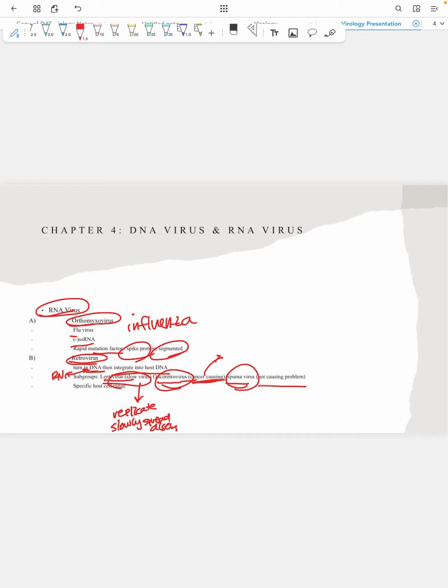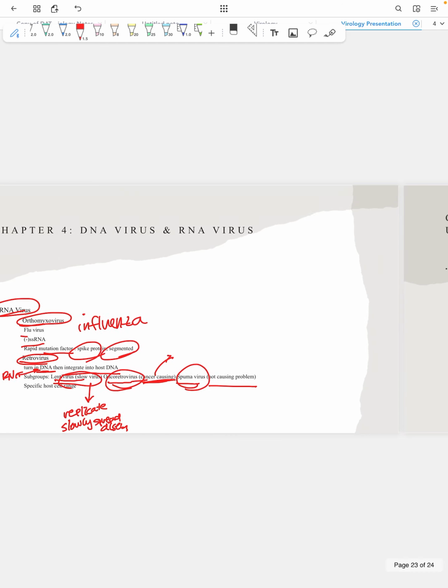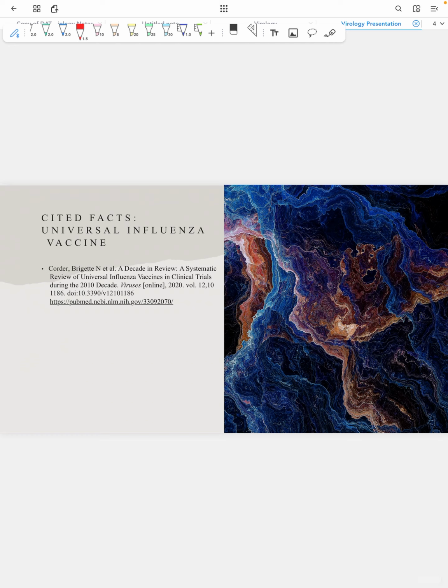But before we go into the workbook, I would like to share one interesting study that is being researched. The article is called A Decade in Review, a systematic review of universal influenza vaccine in clinical trial during the 2010 decade. I think it was interesting to learn and wanted to share this because it has always been in our thought that we always have to get new flu shots every year to get protected.